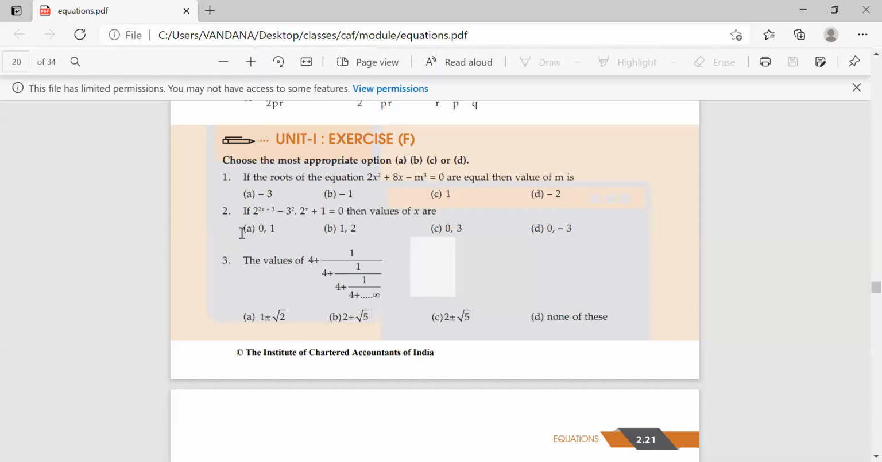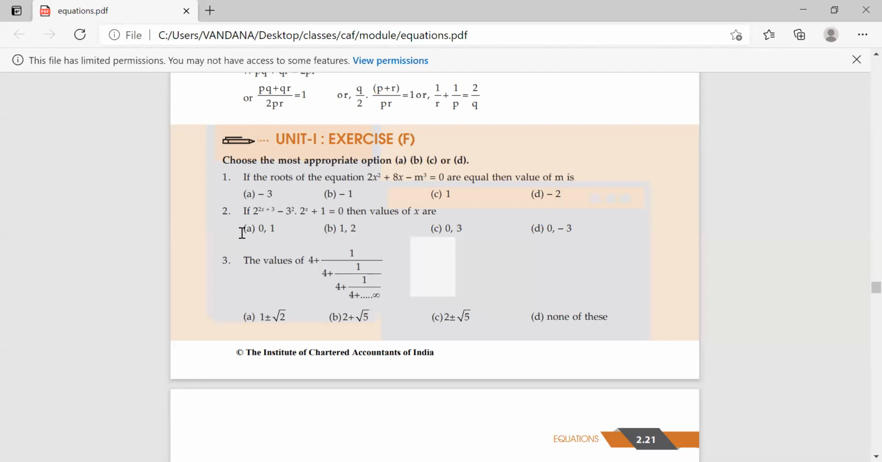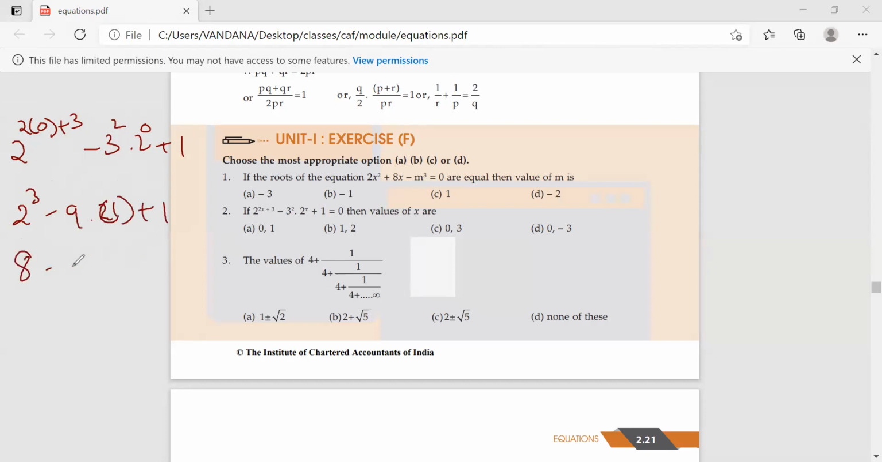Or otherwise try the options. If x is 0, then 2 raised to 2 into 0 plus 3 minus 3 square into 2 raised to 0 plus 1. Now anything raised to 0 is 1. This is 2 raised to 3 minus 9 into 2 raised to 0 is 1 plus 1. 8 minus 9 plus 1 is equals to 0. Yes, it is equal to 0. So the equation is getting satisfied for x is equals to 0.